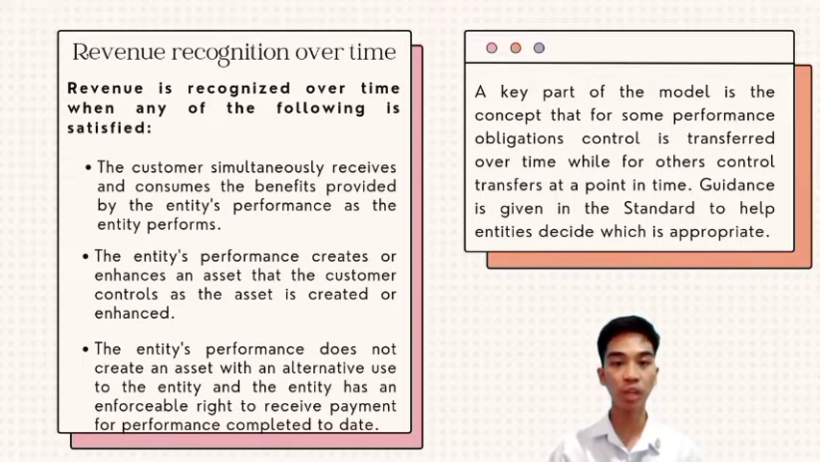A key part of the model is the concept that for some performance obligations, control is transferred over time, while for others, control transfers at a point in time. Guidance is given in the standard to help entities decide which is appropriate.